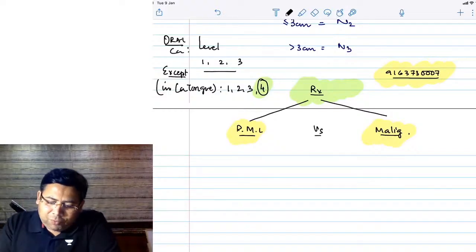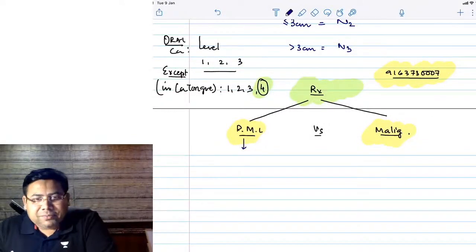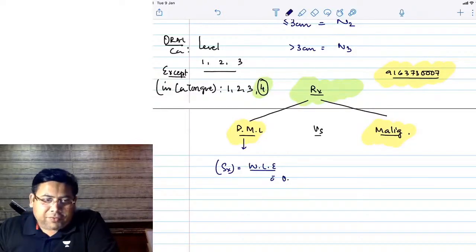So pre-ML, what is the management for pre-ML? Let us see. Pre-malignant lesion: it is surgery, and the surgery that we do is wide local excision, WLE, with 0.5 centimeter margin.